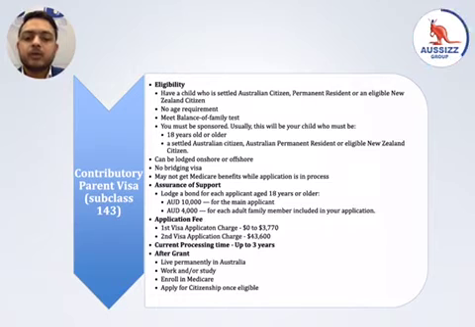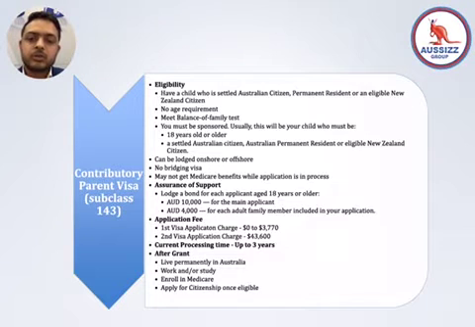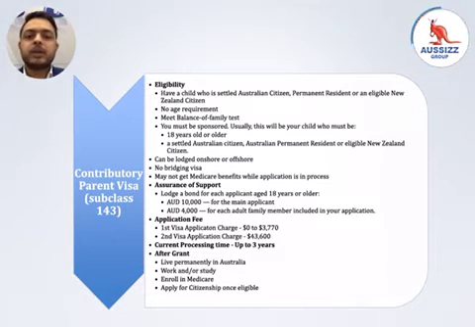Now, the next question is the assurance of support. The sponsor or the person providing the assurance of support must be above 18 and lodge a bond, which is $10,000 per primary applicant and $4,000 for each adult applicant included thereafter. Now, generally there are two applicants, so it's going to be $14,000 for both parents.